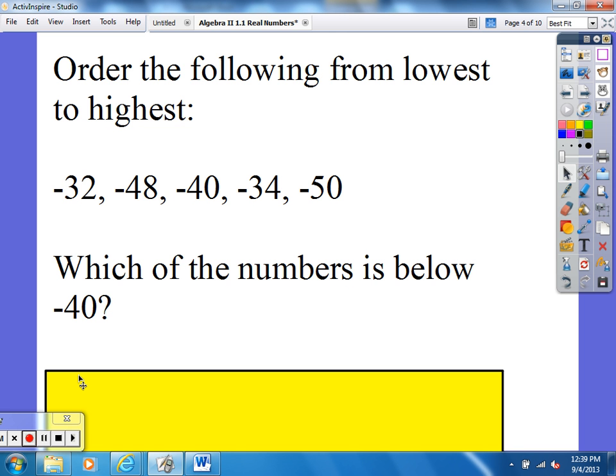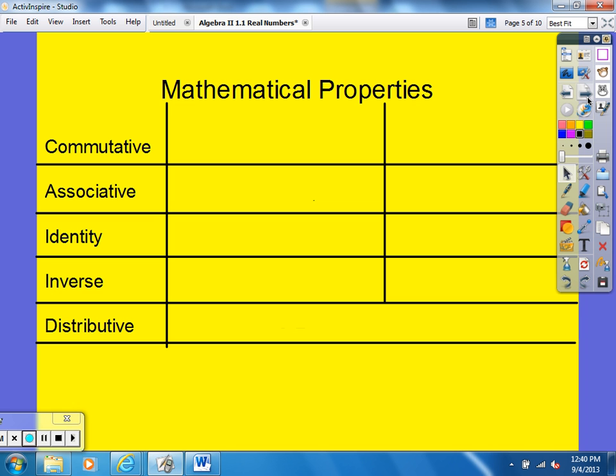Susie, which number is below negative 60? Negative 40. That's also an SAT question. Now, will this exact question be on the SATs? No. Where did I find this? On the SAT website. I like to throw those in for you also. At this time, take a few minutes, copy down this chart, and then we'll start filling it in.